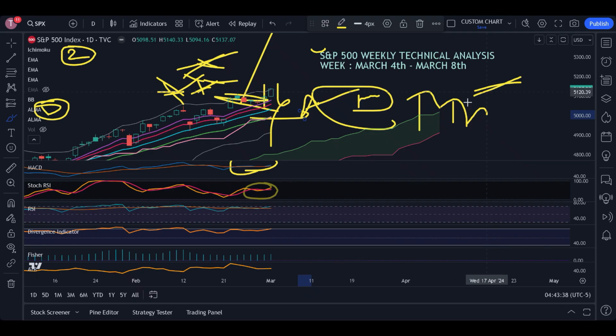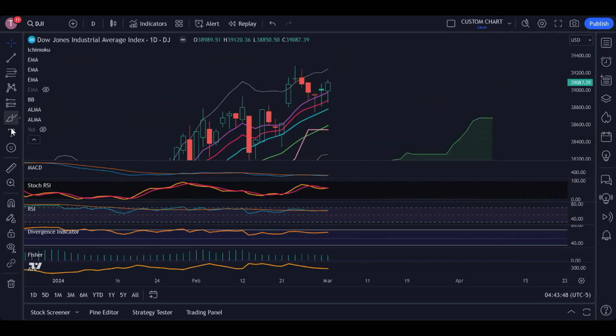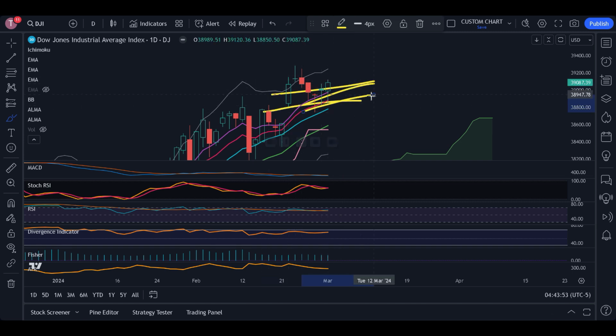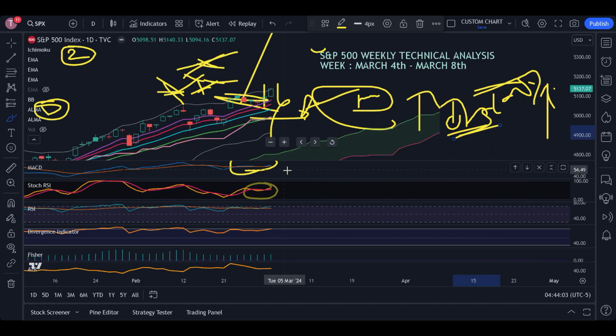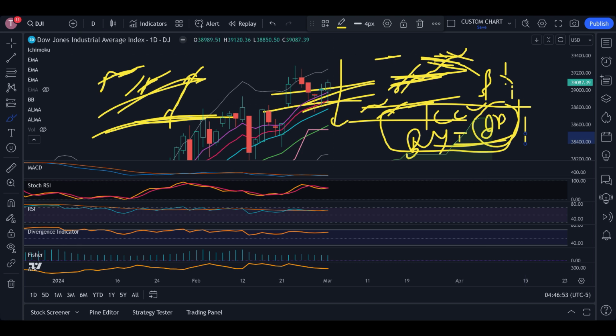So as of now, on the daily chart, the S&P 500 is 100% bullish, absolutely bullish, as well as overbought and saturated. Clear? Now the Dow Jones. The same thing is there in the Dow Jones, but the MACD of the Dow Jones is still quite clear as compared to the S&P 500. Unlike the S&P 500, which is 100% bullish, the Dow Jones is still 60% or 65% bullish.